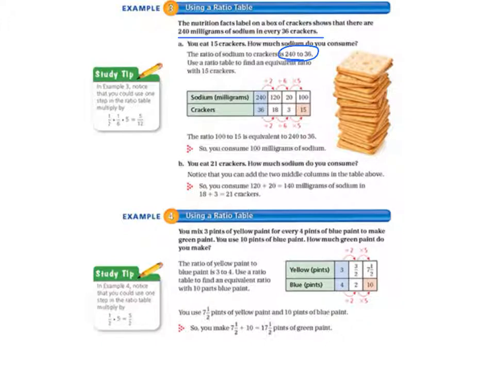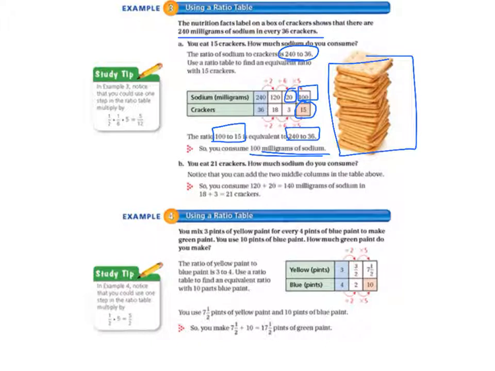And that's not enough crackers, but we can multiply 3 by 5 to get 15 crackers, which is just the right amount. And then we take 20 and multiply that by 5, and we have 100 milligrams of sodium. So the ratio 100 to 15 is equivalent to 240 to 36. So we consume 100 milligrams of sodium with our snack of 15 crackers.